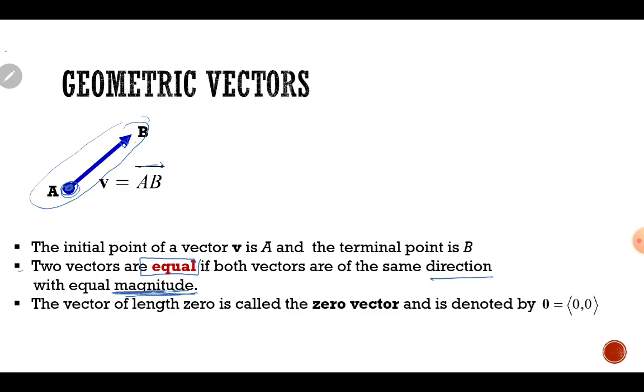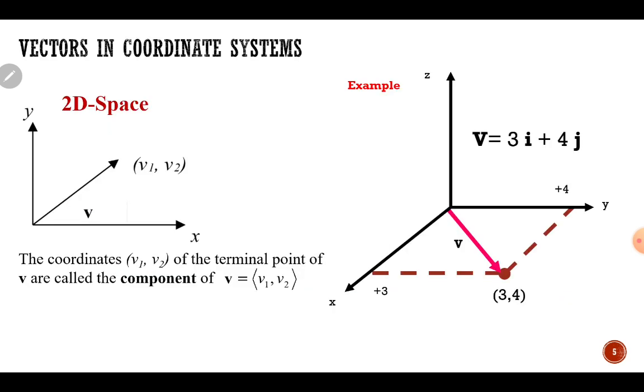And then the vector of length 0, kalau vector tu magnitude dia 0, is what we call as the zero vector and denoted by this. Okay, 0, 0 lah. Yang ni kita dah discuss pun tadi. Cumanya tadi saya buat dalam bentuk point.